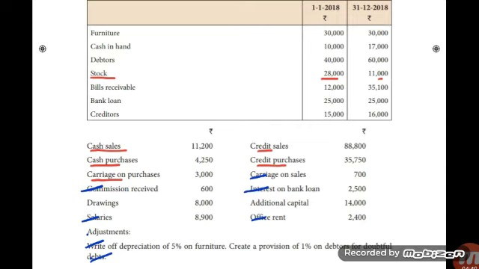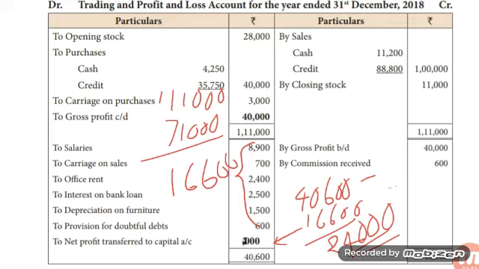Next is closing stock. By closing stock 11,000. Then no more transactions. Balance trading account. Children, credit side total is 1,11,000 and debit side total is 71,000. The difference is 40,000. 40,000 is the gross profit. To gross profit carried down, in bracket transferred to profit and loss account. Write the same amount on the opposite side just below the grand total. By gross profit brought down.